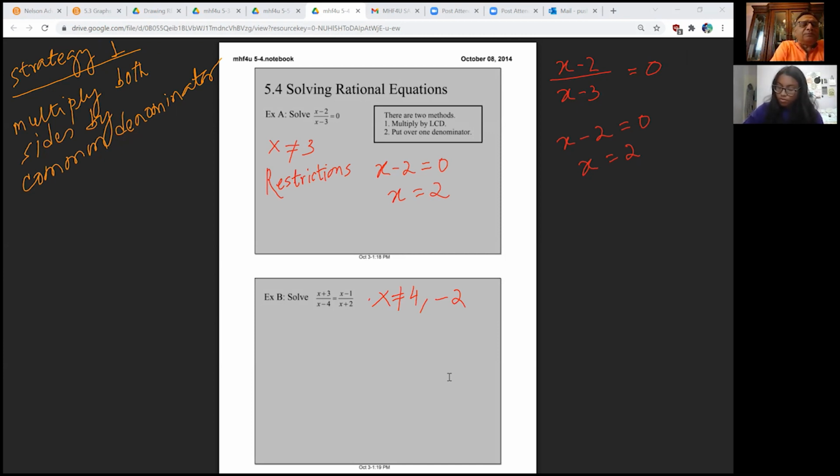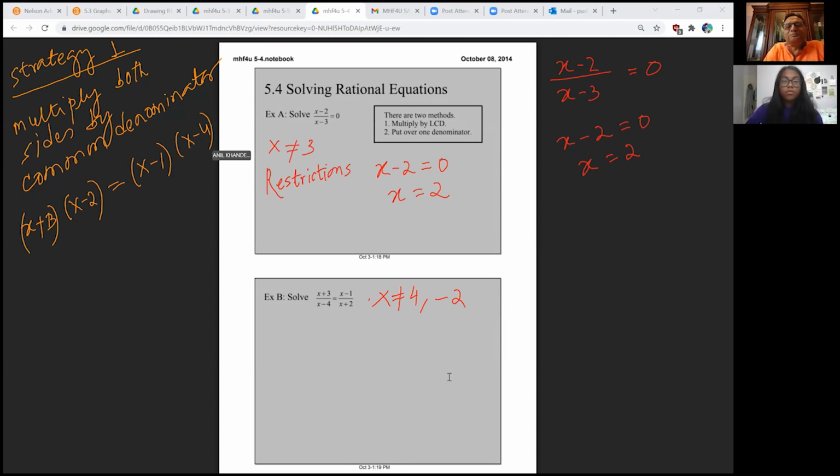You get x plus 3 times x minus 2 on the left side, and on the right side, you get x minus 1 times x minus 4.